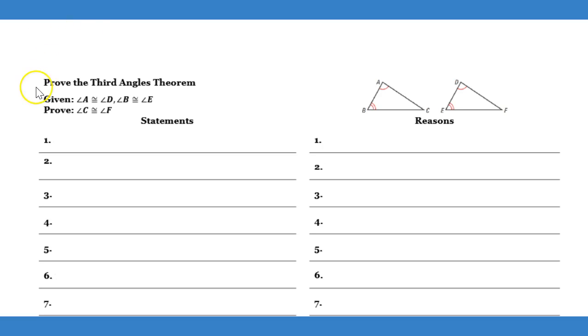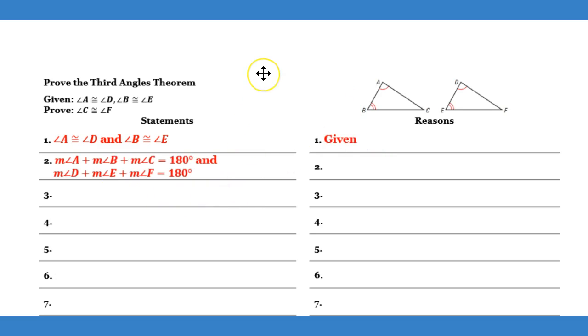All right, last bit is some proofs. So we want to prove the third angles theorem. We've been given this diagram, which pretty much tells us that angle A is congruent to angle D and angle B is congruent to angle E. So that was given.